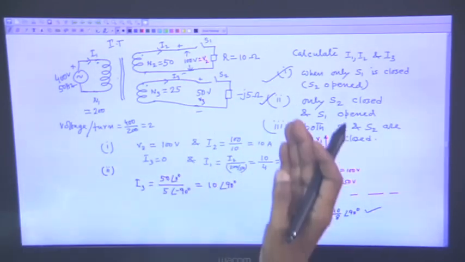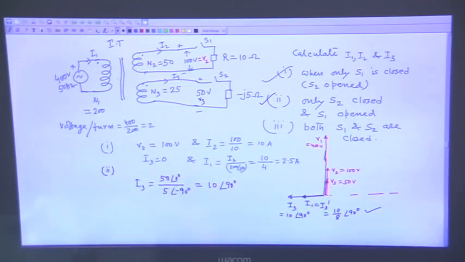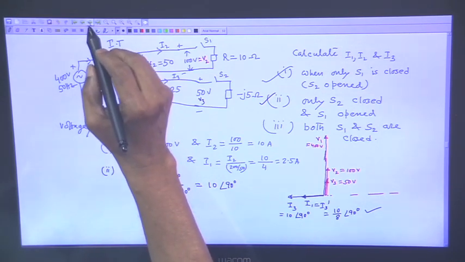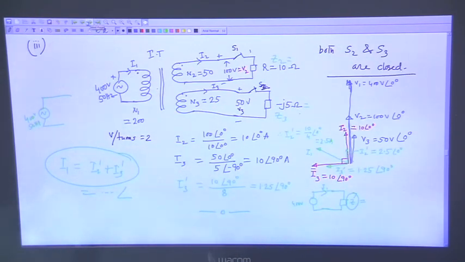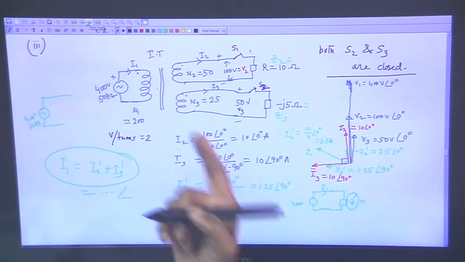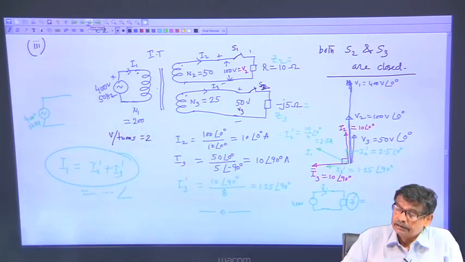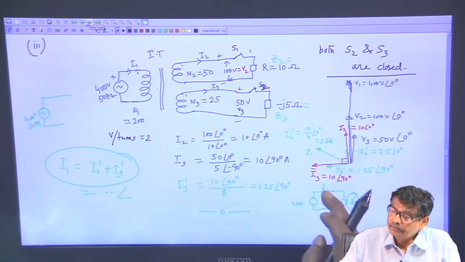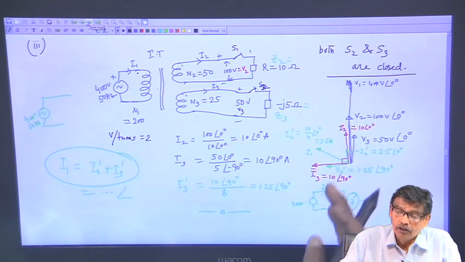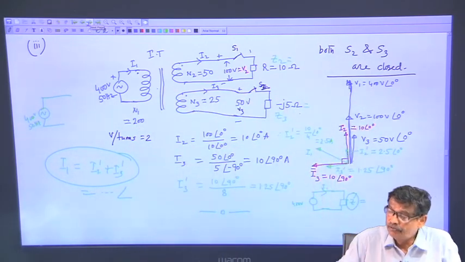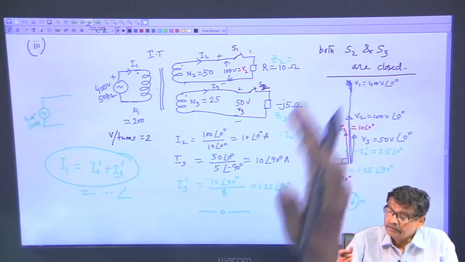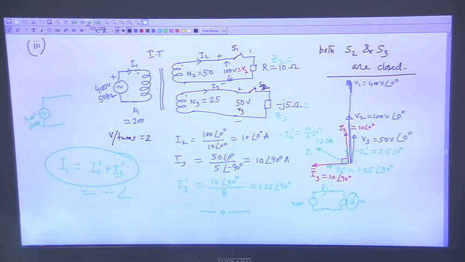So, part 1 and part 2 of the problem were simple, but part 3 was a little bit involved in the sense that both the switches are closed, how to calculate the currents. Then I told that if V 1 is known, then V 2, V 3, all the voltages will be cophasal and they are all shown on the vertical lines.